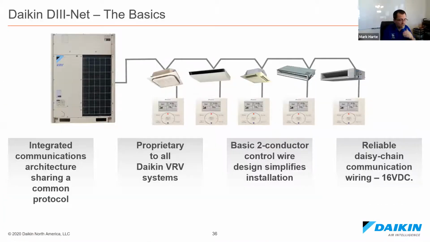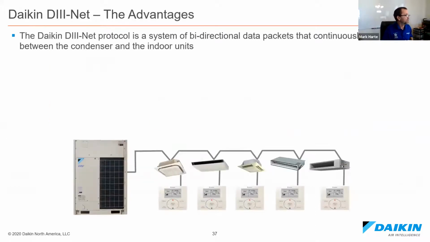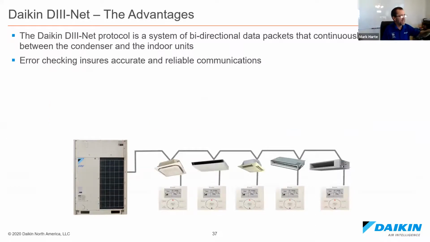Now, remote controllers. I mentioned earlier, 16 volts DC is our communication circuit power, okay? It's 2-wire, with data packets going back and forth. We want a nice smooth daisy chain. We can do a lot with these controllers. I call it the D3 net. That's our protocol.